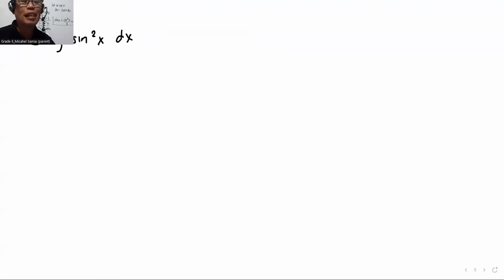Well, the next problem is the integral of sine squared x dx. So, we will use the power reduction formula. Okay.